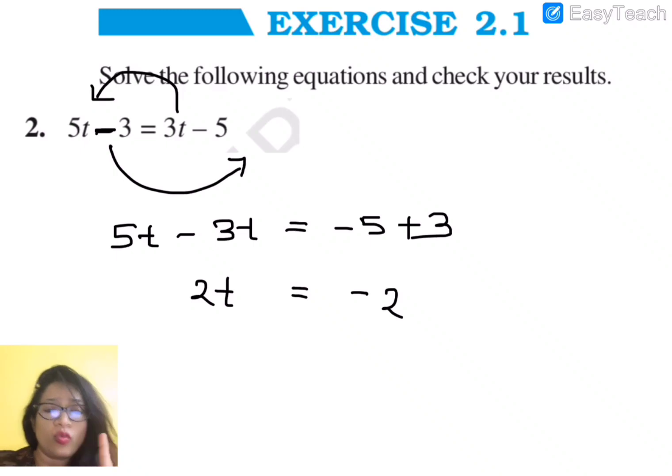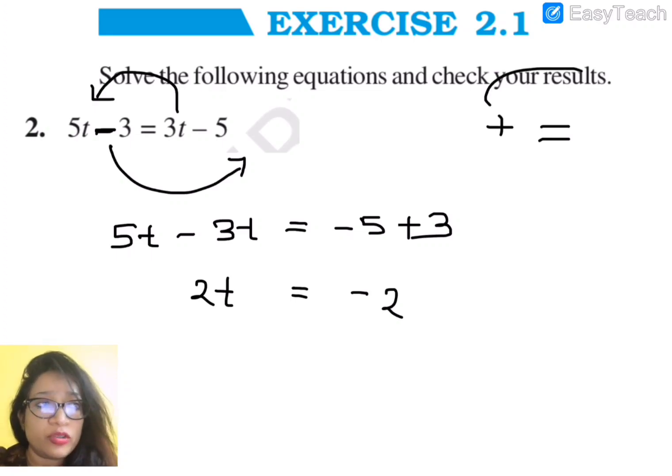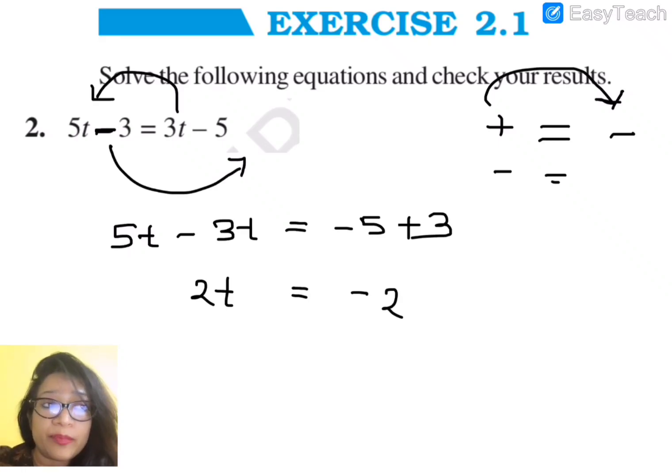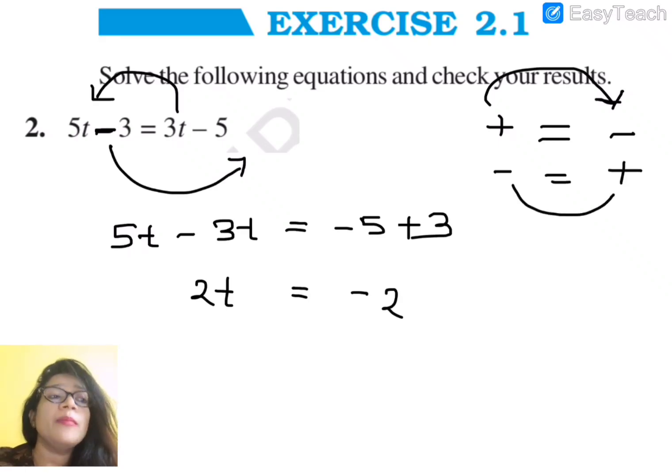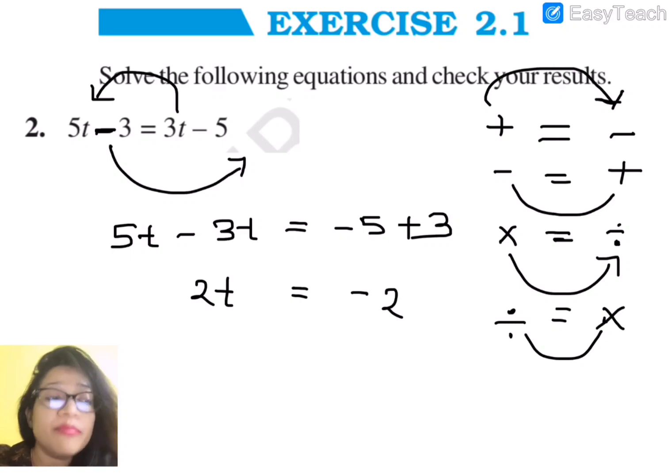And now one more thing I need to tell you. Whenever you have an equal to sign, if a plus sign is over here and we shift it to the right hand side, it will become a minus sign. And similarly, if it is a minus sign over here and we shift it to the right hand side, it will become a plus sign. Similarly, if a term is being multiplied on this side of the equation, then if we shift it to the other side, it will be divided. And if a term is being divided on this side, then if we shift it to the other side, it will get multiplied.